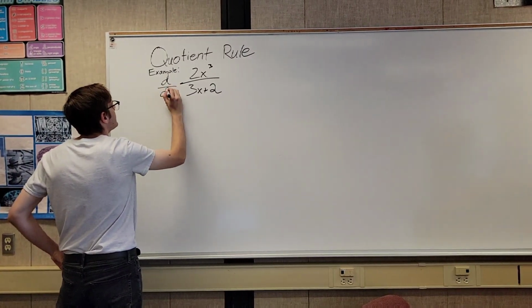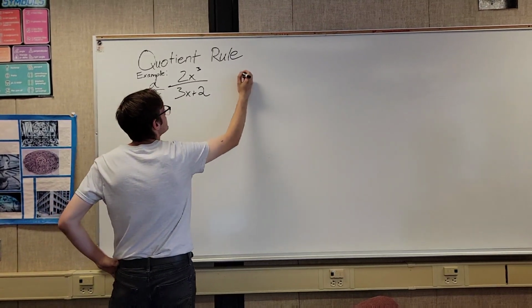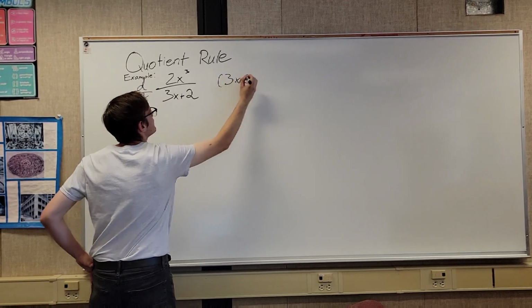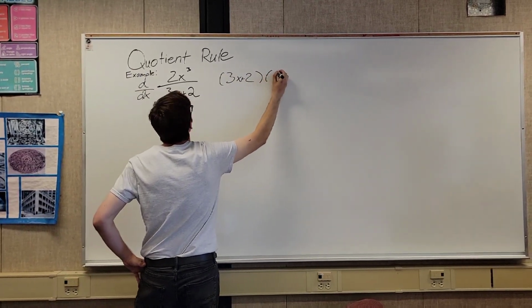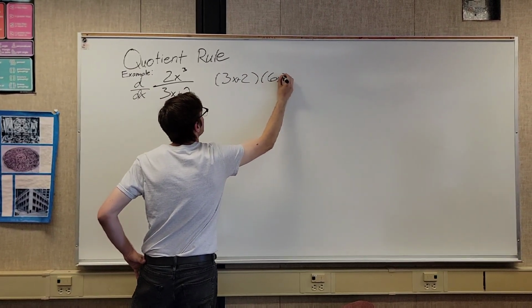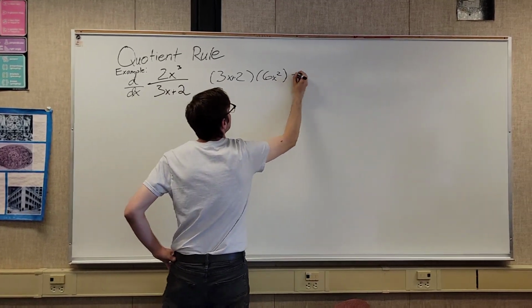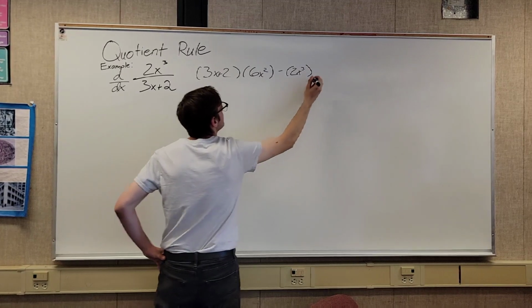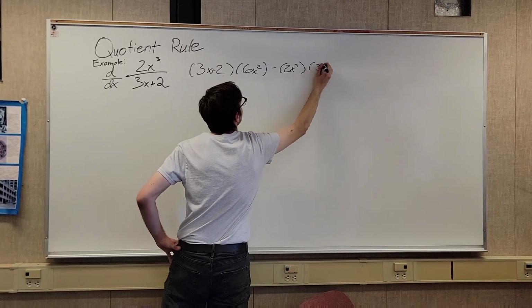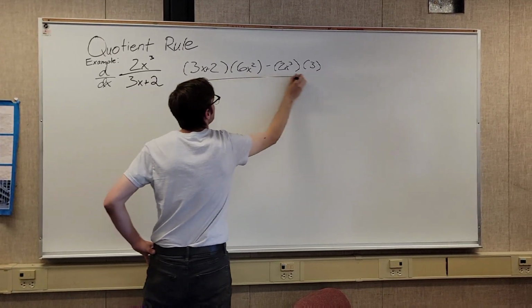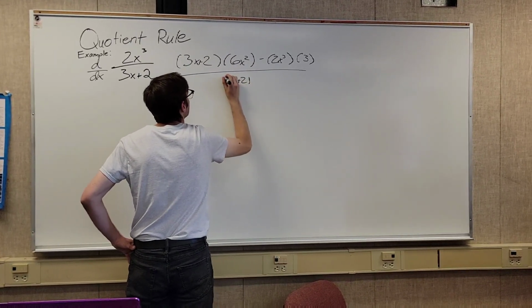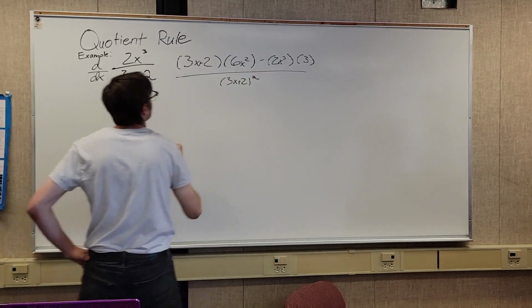With our example problem being 2x cubed divided by 3x plus 2, our first step would be to take our g of x function of 3x plus 2 and multiply it by the derivative of our f of x function, which results in 6x squared. This is then subtracted by our original f of x function, which was 2x cubed, and multiplied by the derivative of our g of x function, which equals 3. This is then all divided by 3x plus 2 squared.